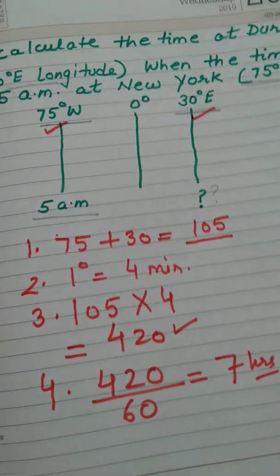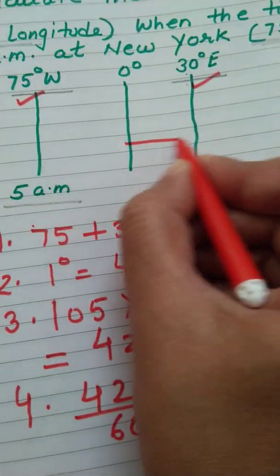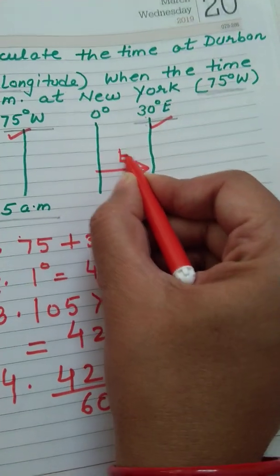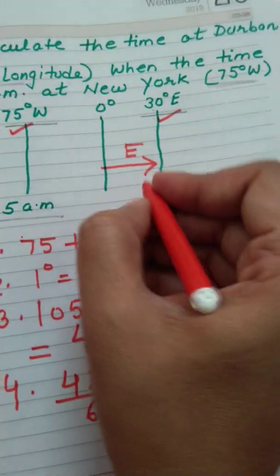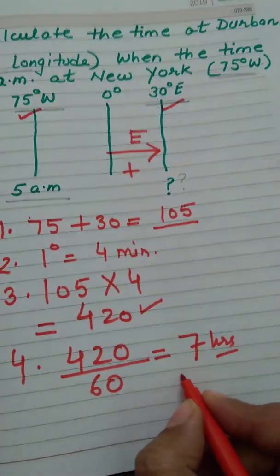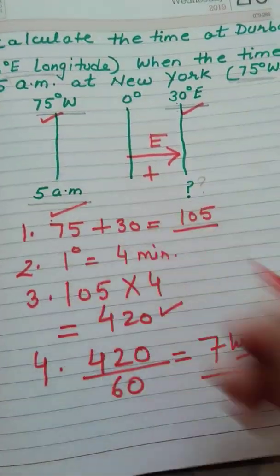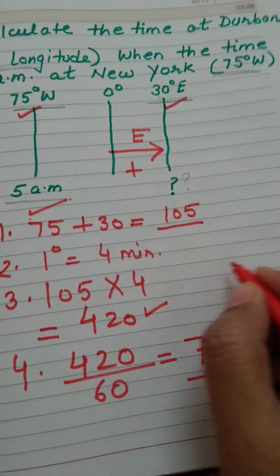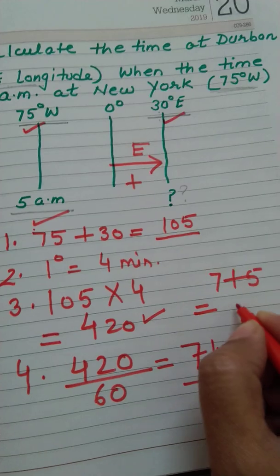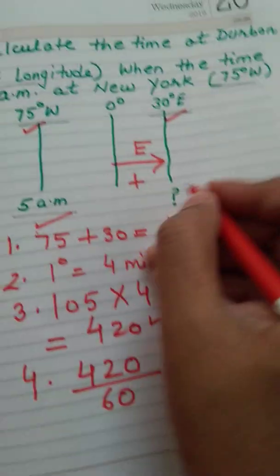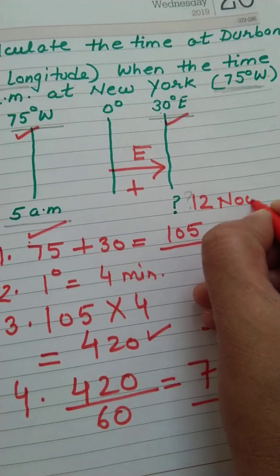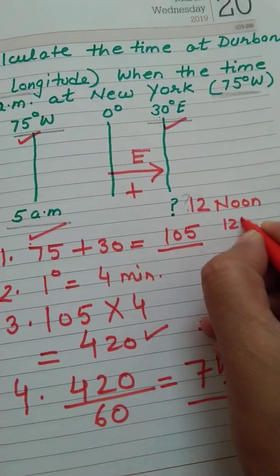Now see, we have to calculate time toward the east, and we know if we move toward the east side, time will be ahead. So we have to add these 7 hours to this time, 5 a.m. So 7 plus 5, the answer will be 12. So what will be the answer here? 12 noon or 12 a.m.